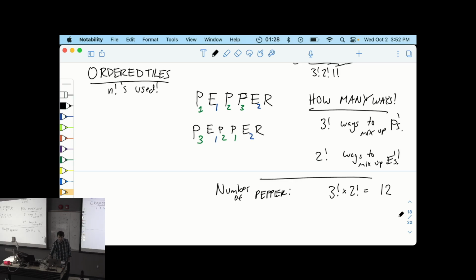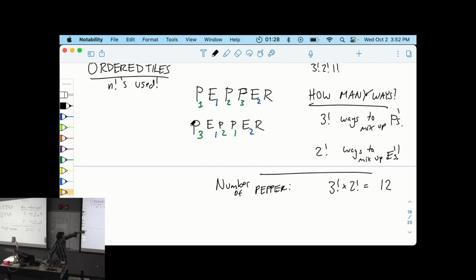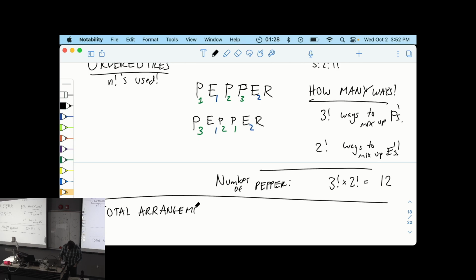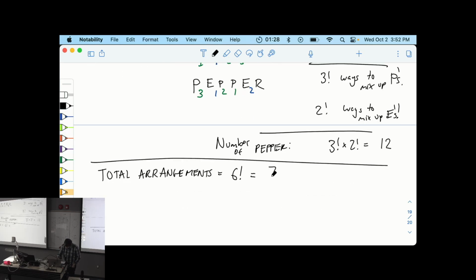Now you gotta ask, how many total combinations are there? And now there's 6 tiles, so the total number of ways is 6 factorial. Total arrangements is 6 factorial. And again, that's because there are 6 tiles, and a factorial counts the number of ways you can put them in any order, the full tree. So 6 factorial is 720.